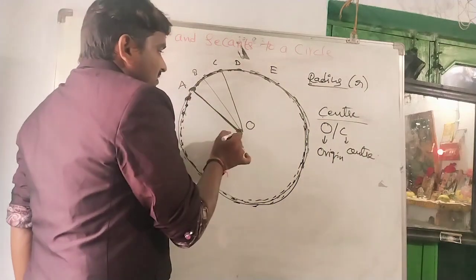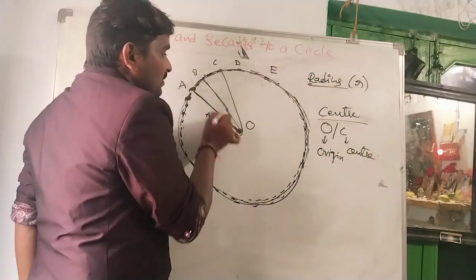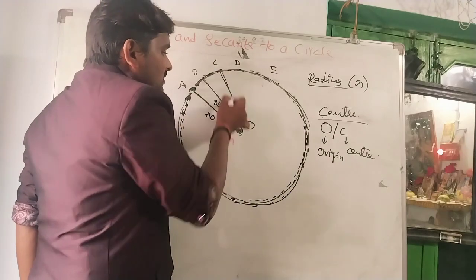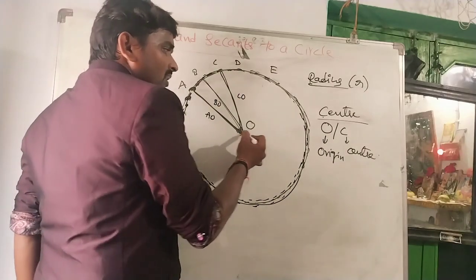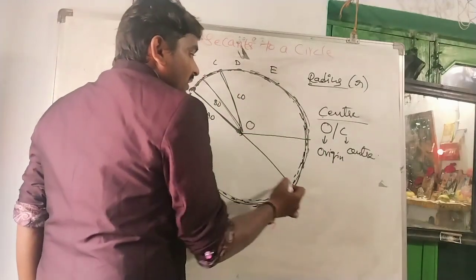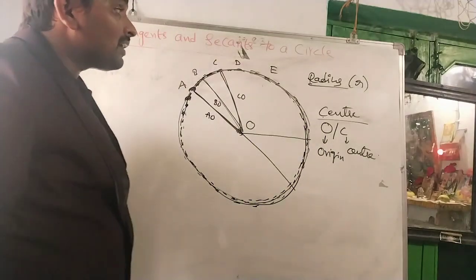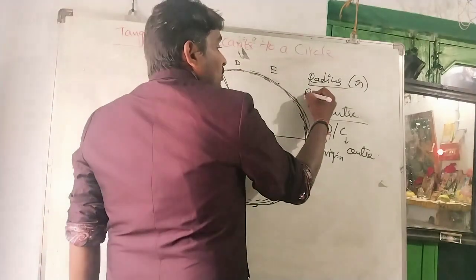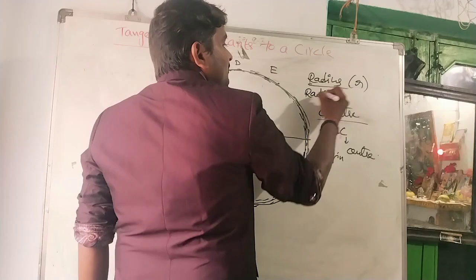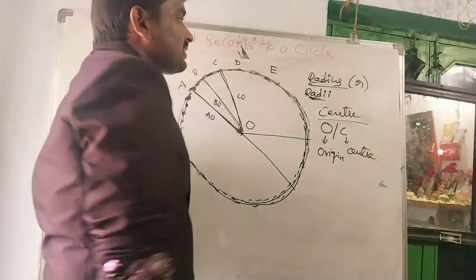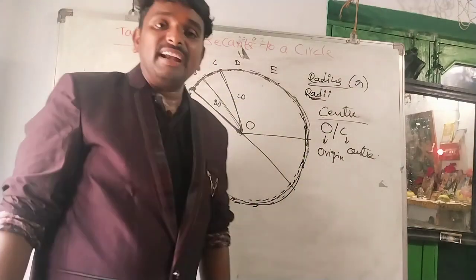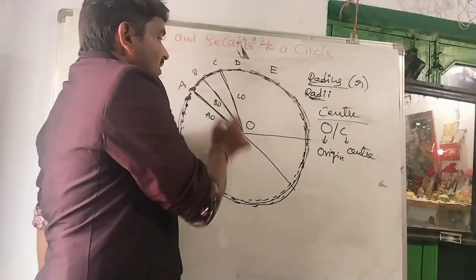Generally, this is a radius. AO is a radius. BO is another radius. CO is another radius. We can draw another radius. Actually, the plural form of radius is radii. So all these are radii.